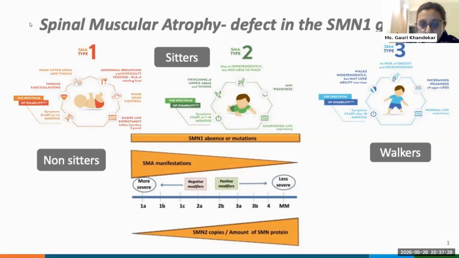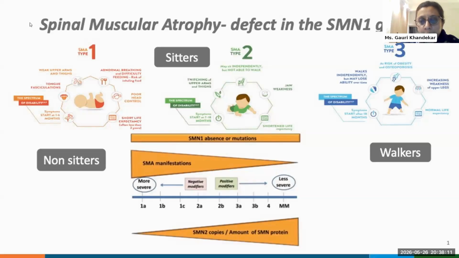Type 2 is sitters, where the child is able to sit but may not be able to walk. You will see a lot of twitching in the arms and thighs. The child may have head control, but what you usually see is that when they go into complete flexion, it is very difficult for them to get the head into extension. If you maintain it in the middle position, the child can hold for a little time and can turn a little bit. But from complete flexion, it is very difficult to get into extension, and the same happens in prone position also.